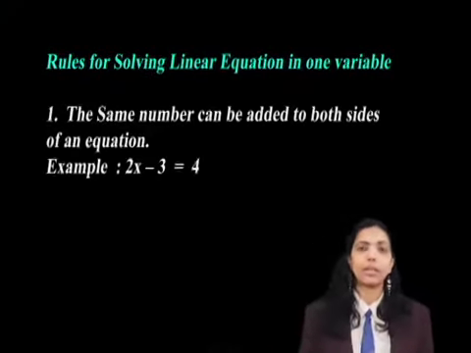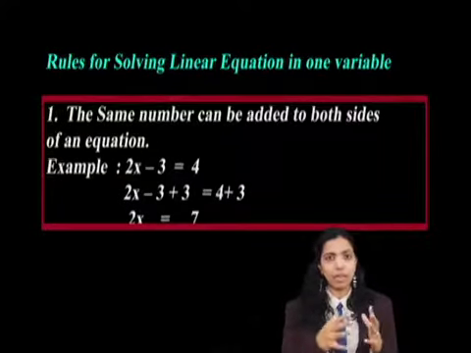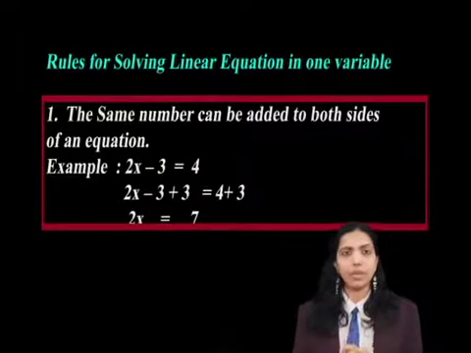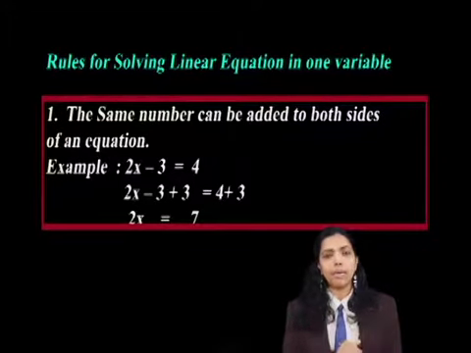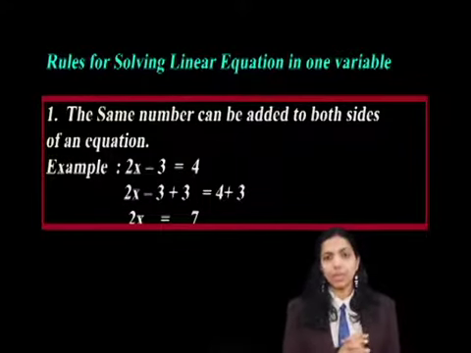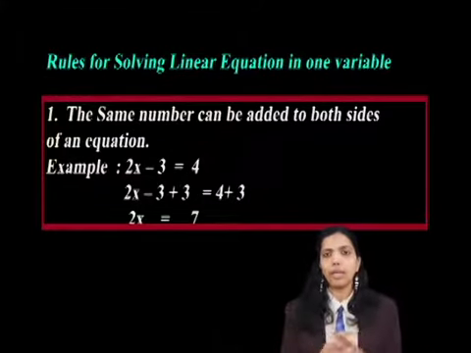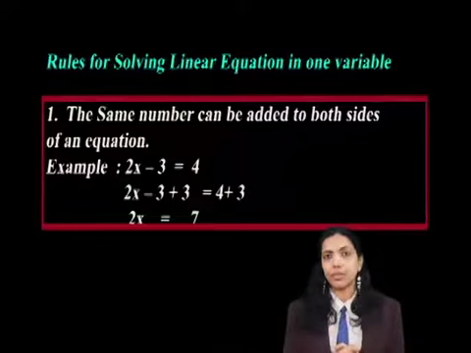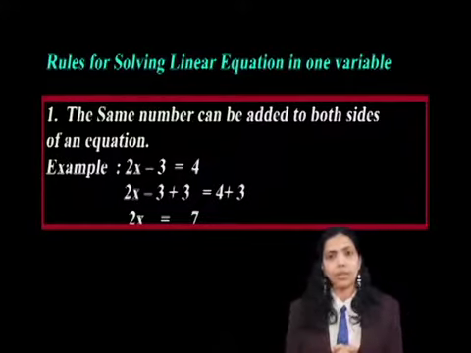Rules for solving a linear equation in one variable. In the light of the example we had in the discussion, we can analyze the rules related to solving a linear equation. The first one: the same number can be added to both the sides of an equation. For example, 2x minus 3 equals 4. We are adding 3. That means I have to add 3 on both the sides. So we are getting the new equation 2x minus 3 plus 3 equals 4 plus 3. The answer is 2x equals 7.